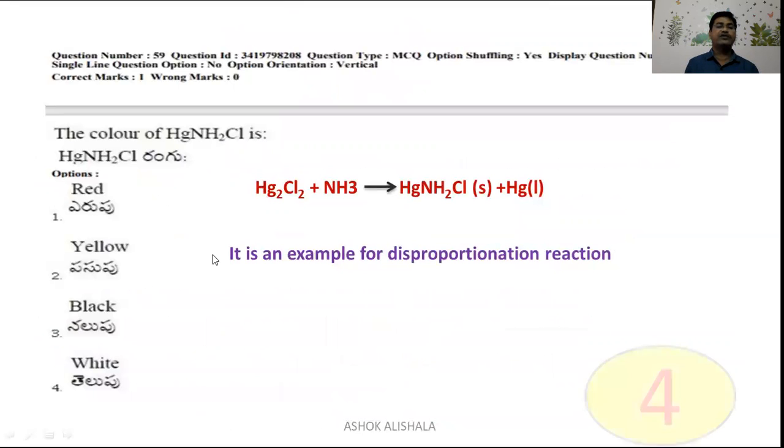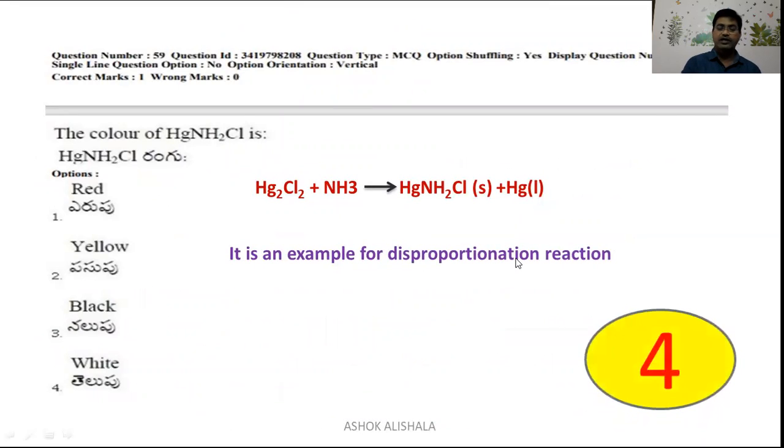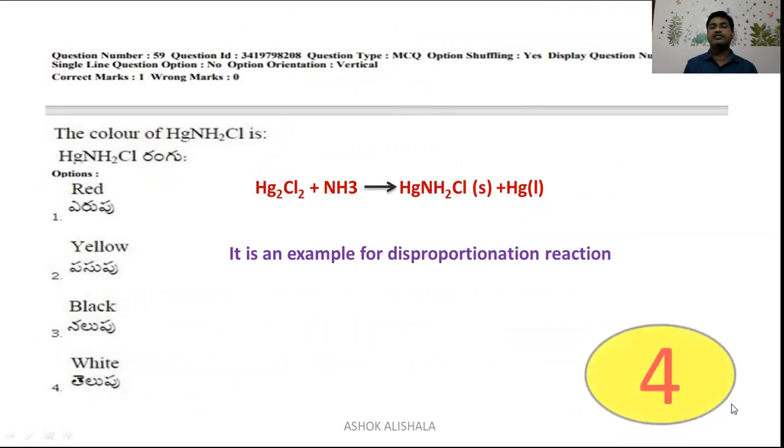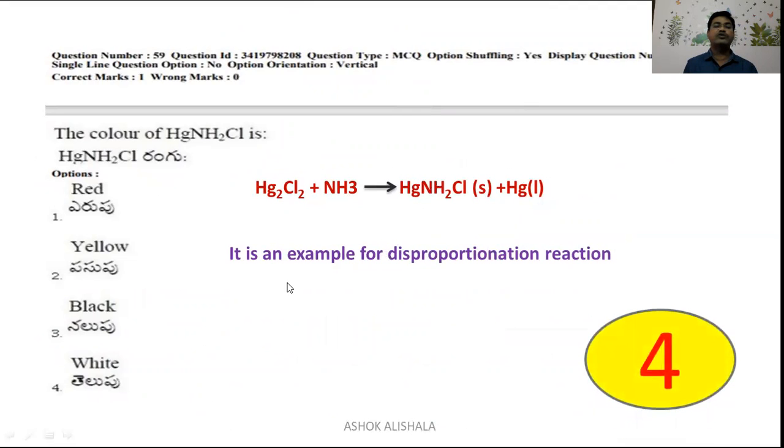Now let us see the other one. Okay, I want to tell you this one. See, what is the color of HgNH2Cl? This is also from our qualitative analysis. Red color, yellow color, black, and white. Our answer is this, option 4. It is going to be white in color. It is not any other color, it is white in color.